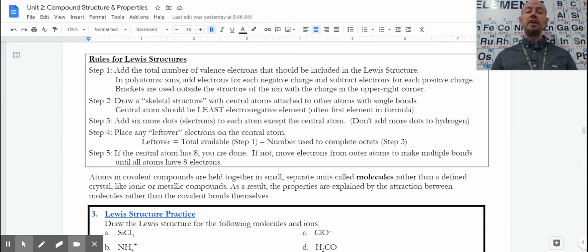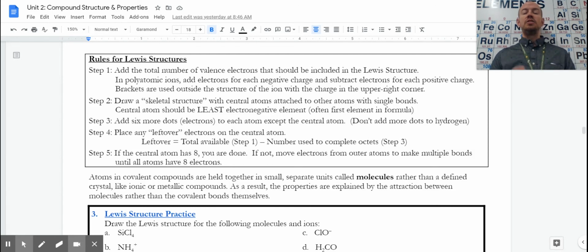After we've connected everything, we fill the octets of all of the outer elements with 6 electrons. Remember, everything wants to fill with 8, with very few exceptions. Hydrogen is an important one. It never will have any dots because a single bond, and only a single bond, fills its energy levels. Never double bond hydrogen, never have any dots on hydrogen.